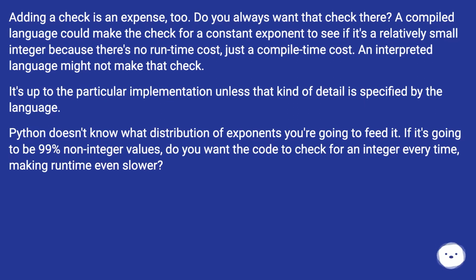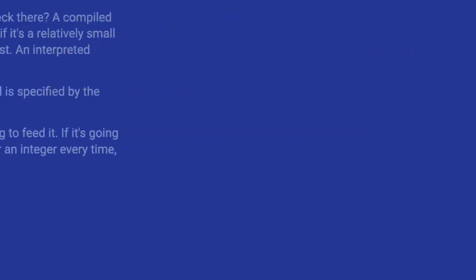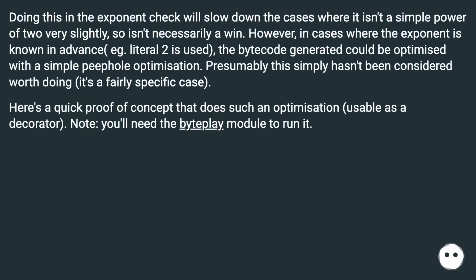Python doesn't know what distribution of exponents you're going to feed it. If it's going to be 99% non-integer values, do you want the code to check for an integer every time, making runtime even slower? Doing this check in the exponent code will slow down the cases where it isn't a simple power of 2 very slightly, so isn't necessarily a win.